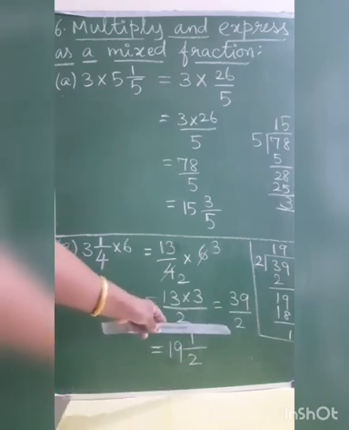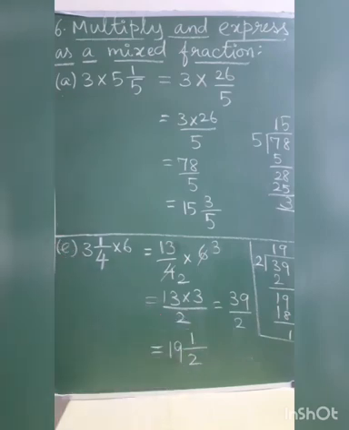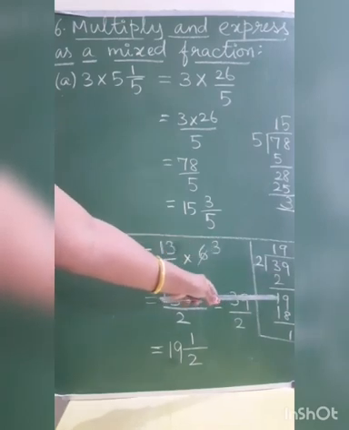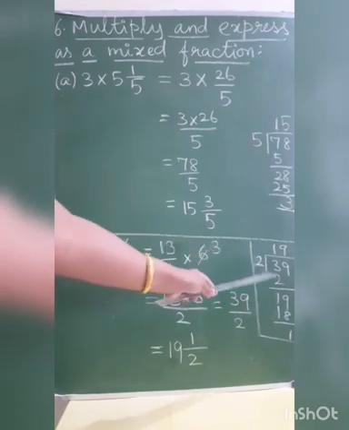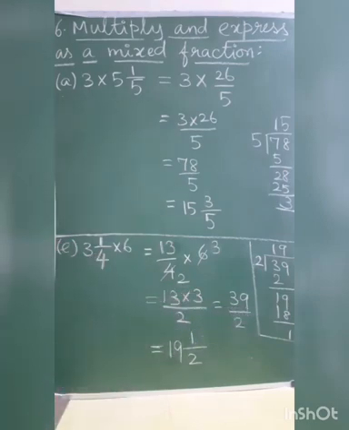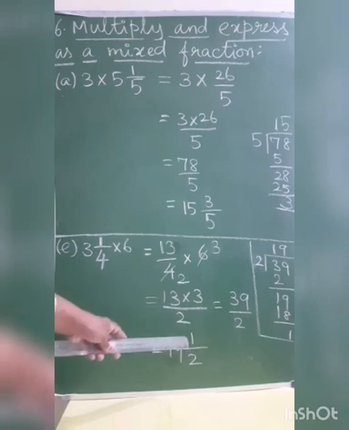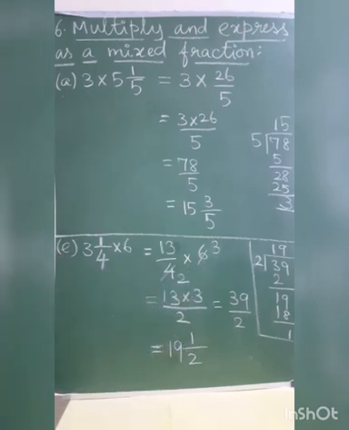So it is an improper fraction, so change it into a mixed fraction. 1 2 is 2, the remainder is 3 minus 2, 1. The next number is 9, so 9 2s are 18, the remainder is 1. So the quotient 19 is your whole number, remainder 1 is the numerator and the divisor is your denominator. The answer is 19 1 by 2.